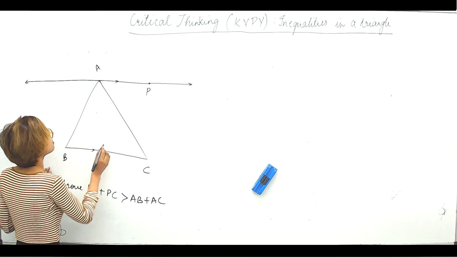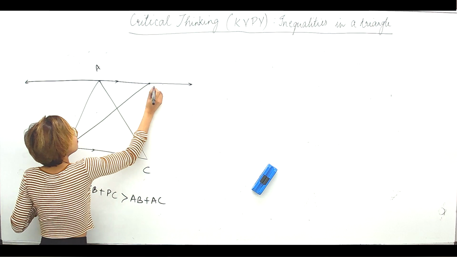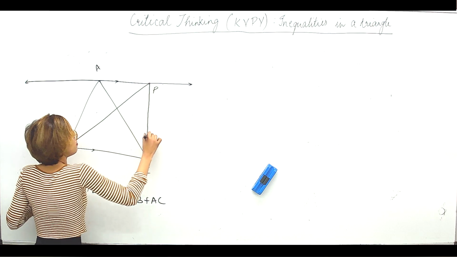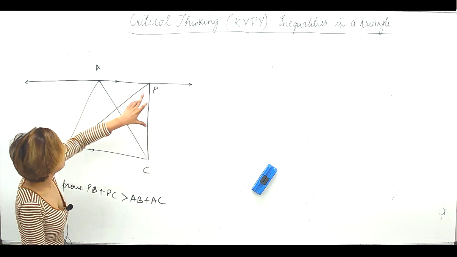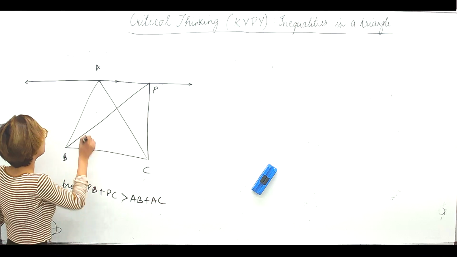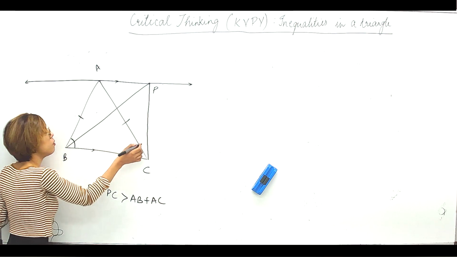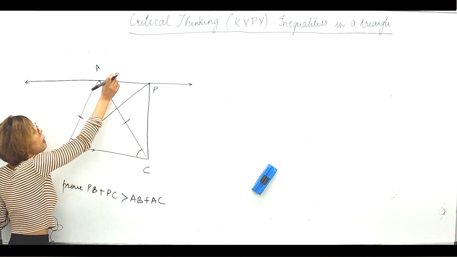Now, PB plus PC, so definitely मैंने join तो किया होगा. Let me join. So PB plus PC is greater than AB plus AC. And what do I know? That ABC is an isosceles triangle. That means these two sides are equal, these two angles are equal. This is parallel to this.